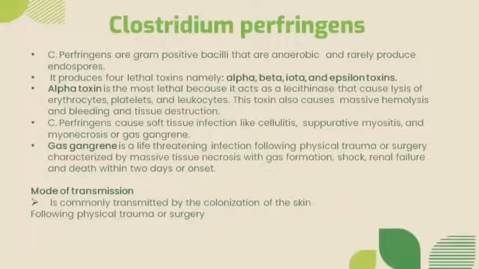Clostridium perfringens cause soft tissue infections like cellulitis, suppurative myositis, and myonecrosis or gas gangrene. Gas gangrene is a life-threatening infection following physical trauma or surgery characterized by massive tissue necrosis with gas formation, shock, renal failure, and death within 2 days of onset. Mode of transmission is commonly by the colonization of the skin following physical trauma or surgery.